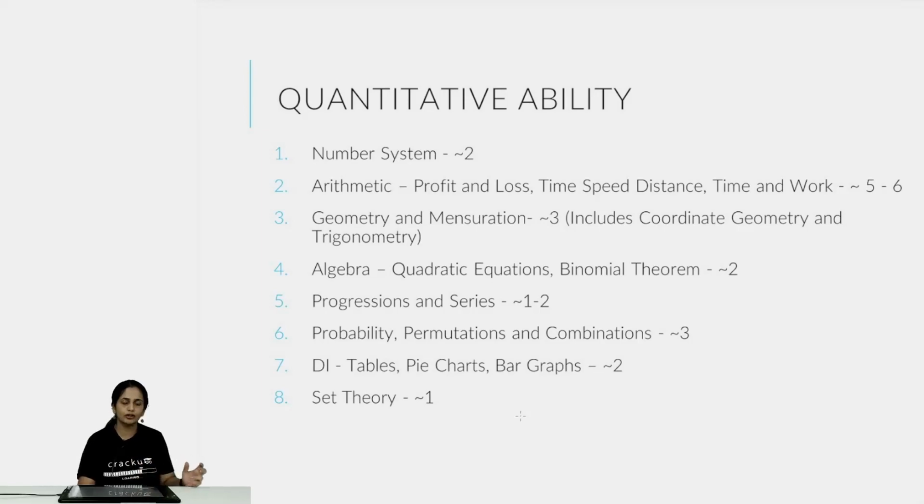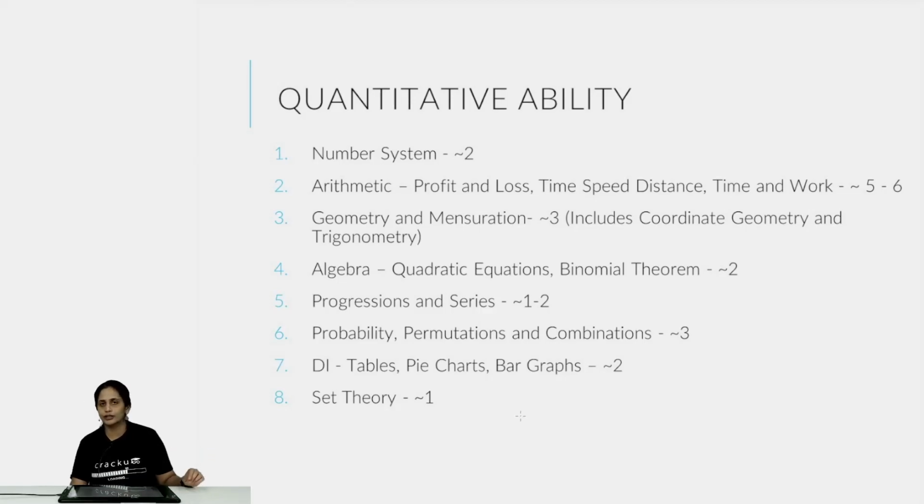Progressions and series, 1 to 2 questions. Again, not very difficult questions, not the CAT level progressions and series, but much simpler. So you should know the formulas for arithmetic progression and geometric progression. Probability, permutations and combinations, you will get around 3 questions from here. So I would suggest that brushing it up, because this is something that not a lot of students have a lot of confidence in, or a lot of practice for, because in CAT you don't do that much of probability and permutations and combinations. So do please brush it up before the exam.